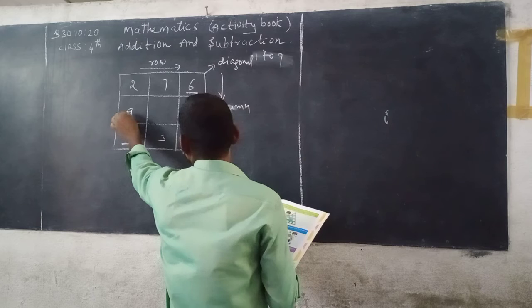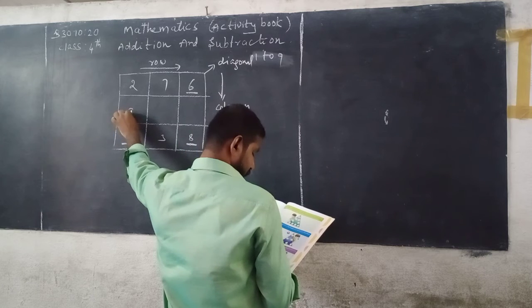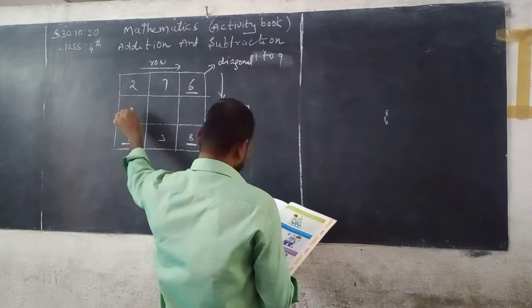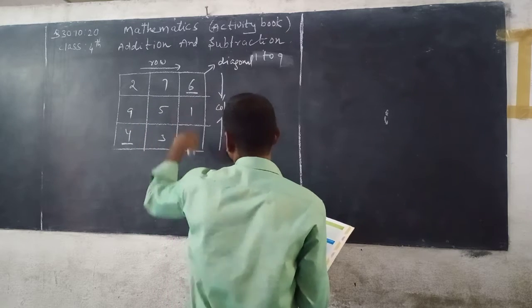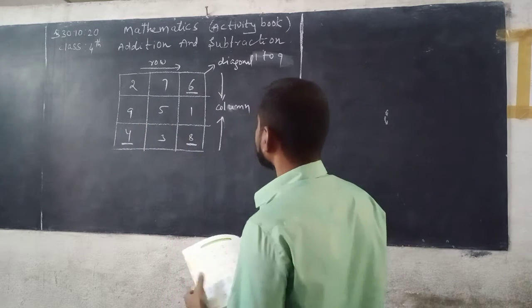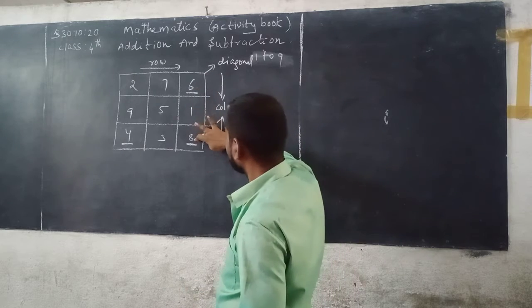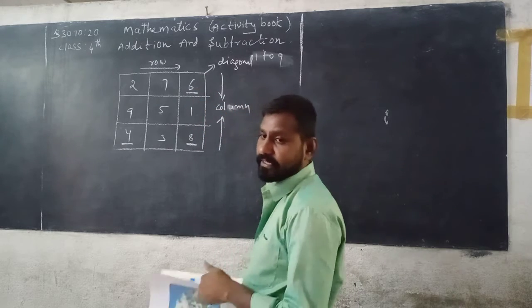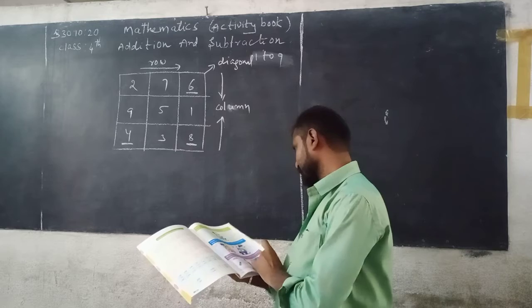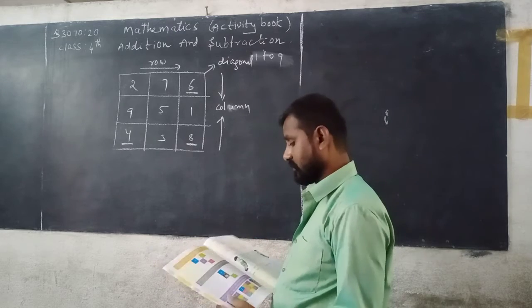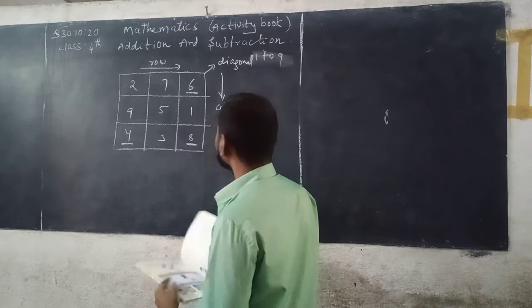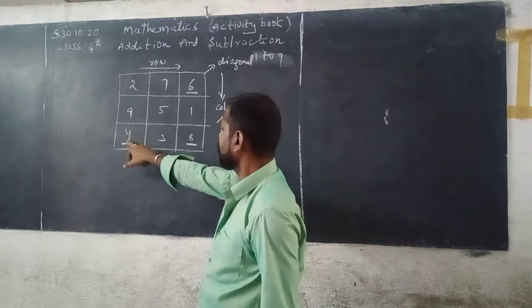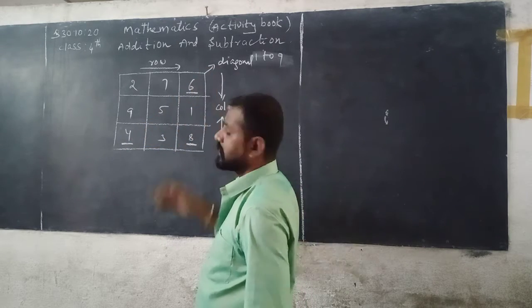See here, 9 plus 5, 14 plus 1, 15. See here, 6 plus 8, 14 plus 1, 15. That's it. See diagonal once, check it. 4 plus 5, 9, 9 plus 6, 15.